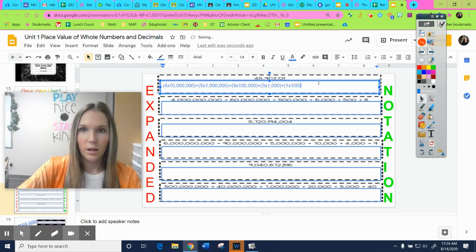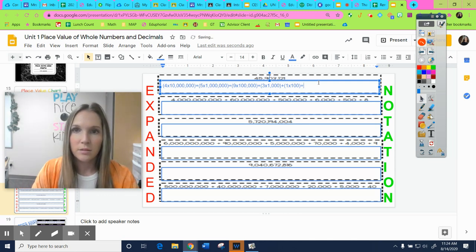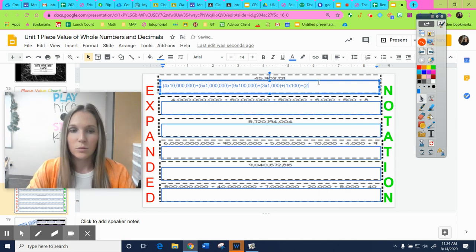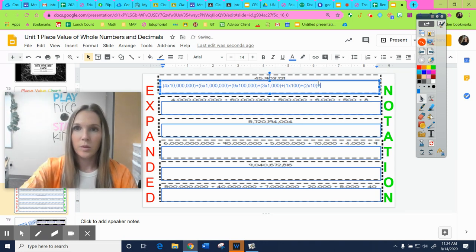times 100, because the 1 is in the 100th place. Okay, do your plus sign, do your parentheses, shift number 9. The next place is our tens place. That digit is a 2 in the tens place. So 2 times 10, close your parentheses, do your plus sign, open your parentheses back up.